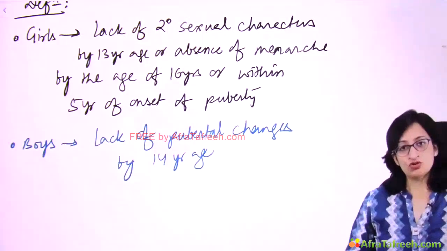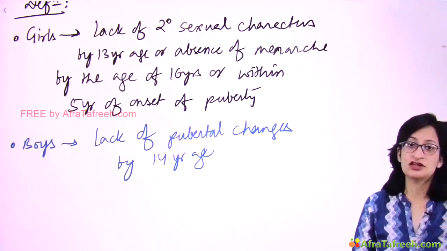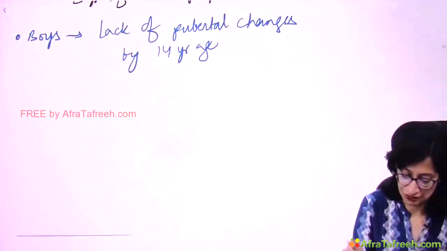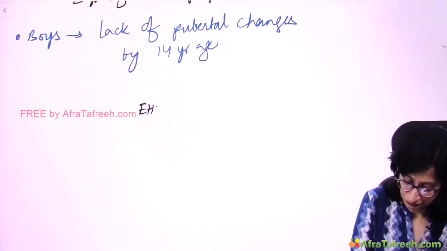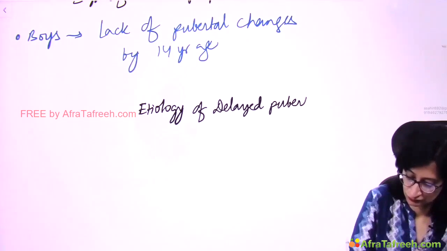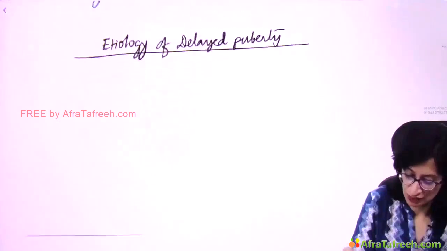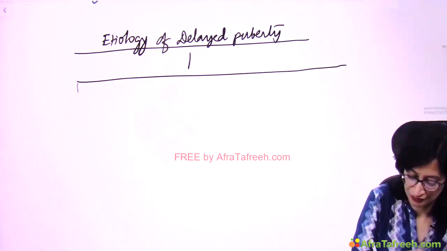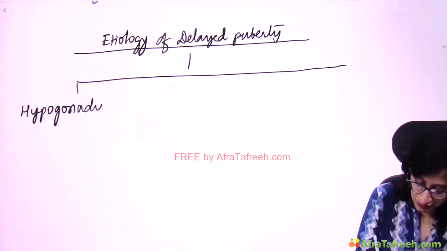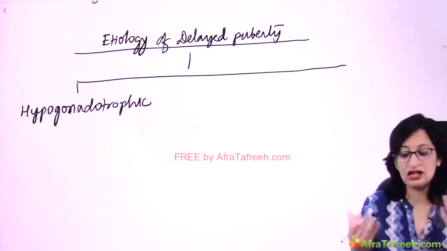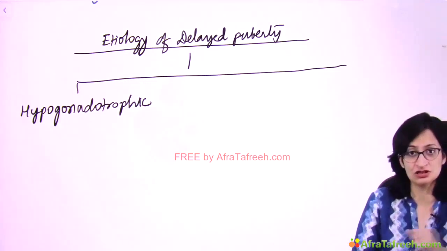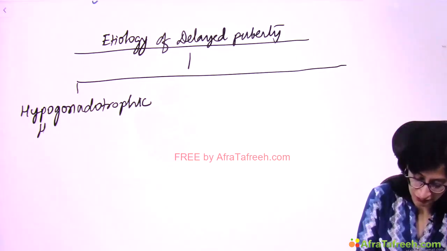Now coming to some important causes of delayed puberty. Delayed puberty again can either be hypergonadotrophic or hypogonadotrophic. So etiology of delayed puberty: it can be hypogonadotrophic hypogonadism, that means gonadotrophic hormones are less, so low LH and FSH levels. That means some problem at the level of the hypothalamo-pituitary axis.